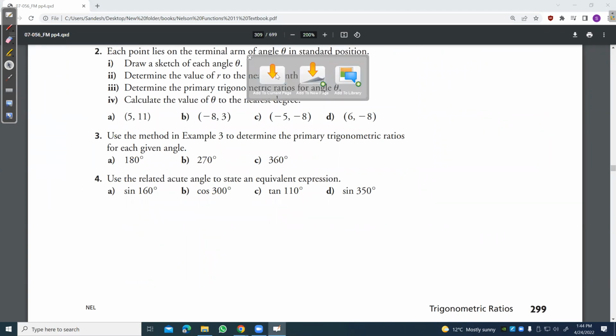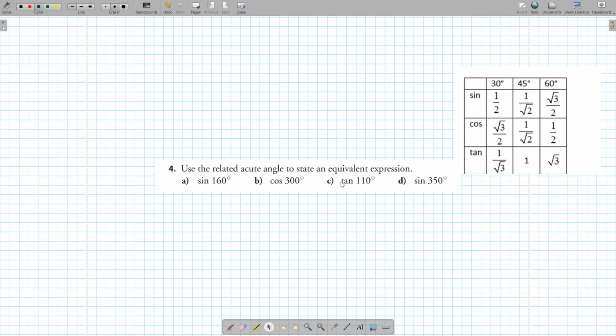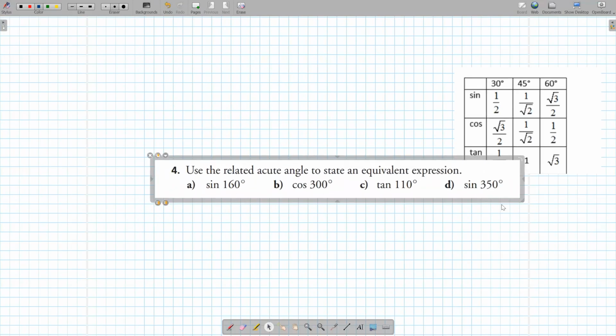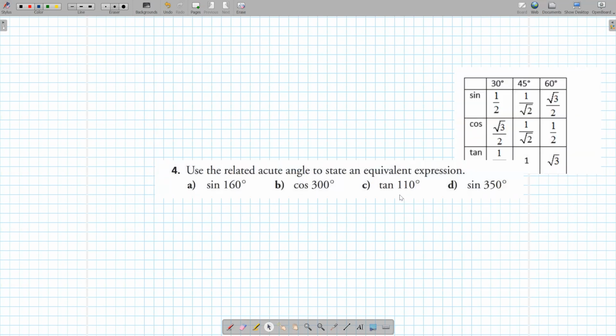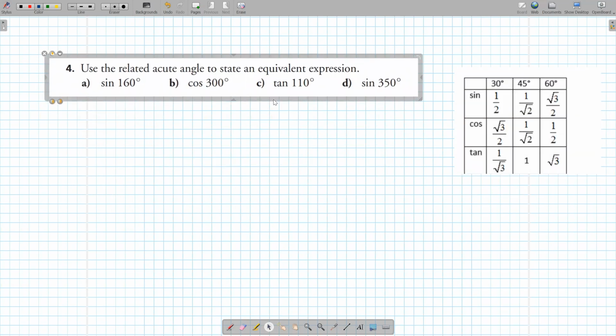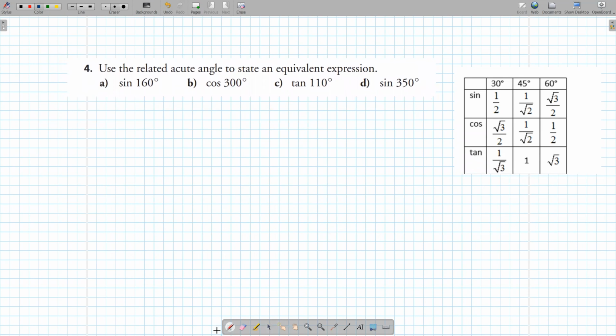Let's try doing these guys. Let's go one by one, okay? And for these guys, you may have to use a calculator because for some of them, they don't look like the special angles, but it's not going to change anything. A, in which quadrant does 160 degrees lie? Where's the terminal arm?